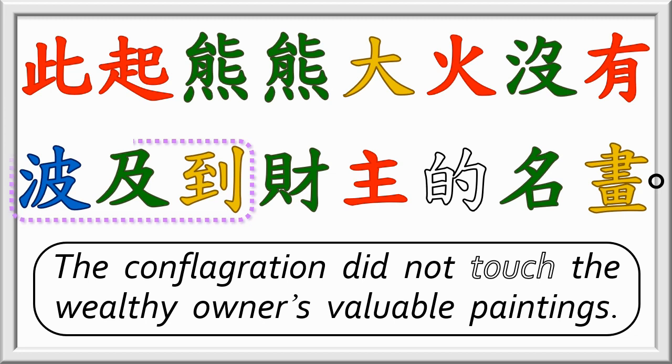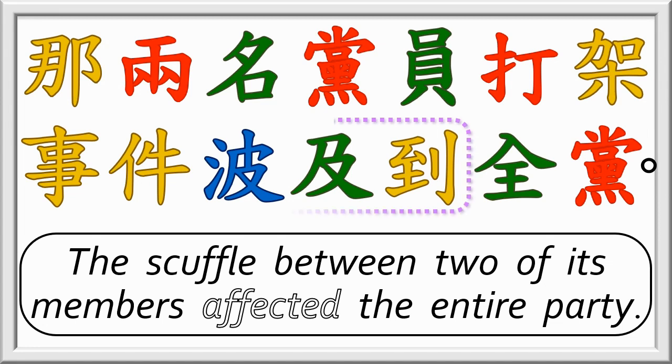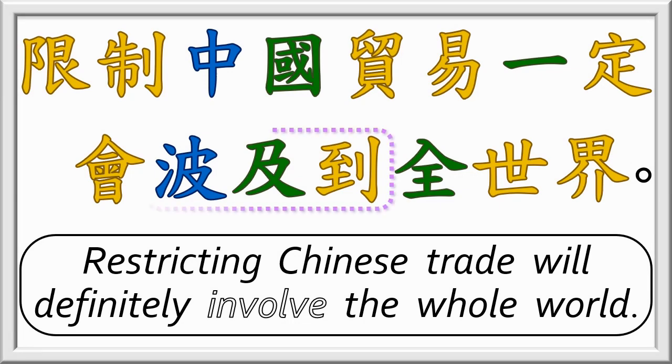此起熊熊大火没有波及到财主的名画. The conflagration did not touch the wealthy owner's valuable paintings. 那2名党员打架事件波及到全党. The scuffle between the 2 of its members affected the entire party. 限制中国贸易一定会波及到全世界. Restricting Chinese trade will definitely involve the whole world.